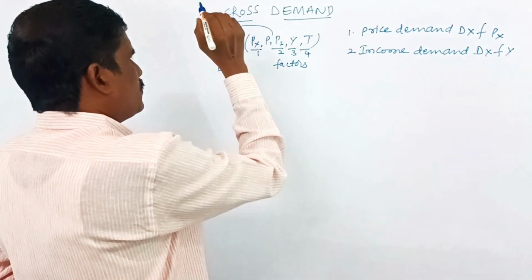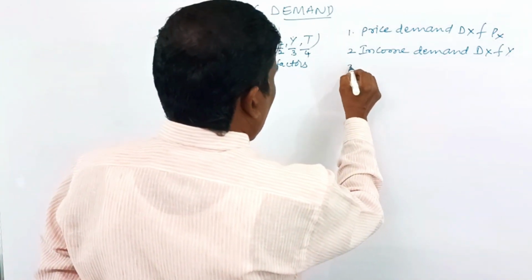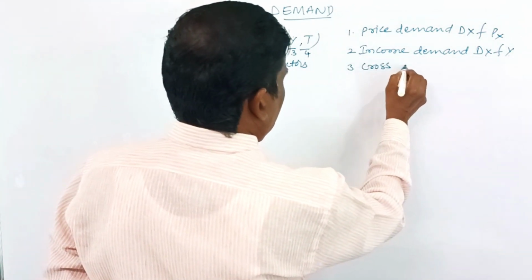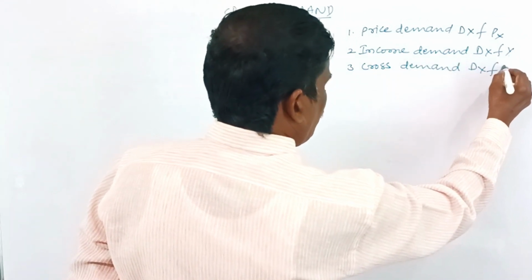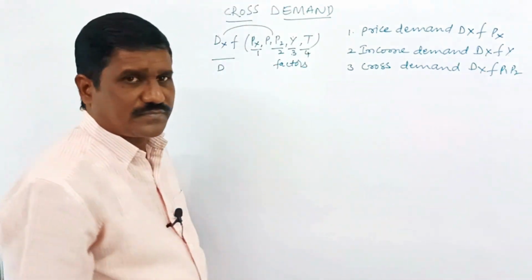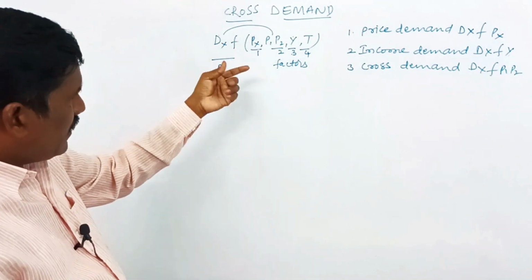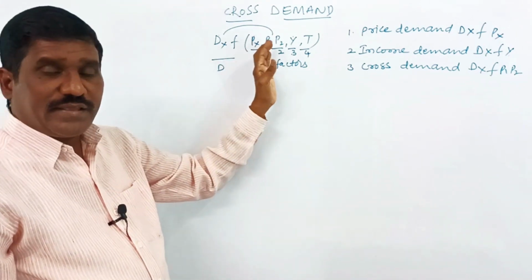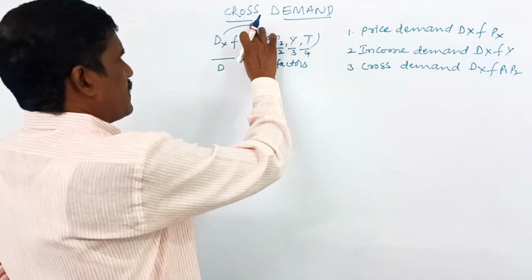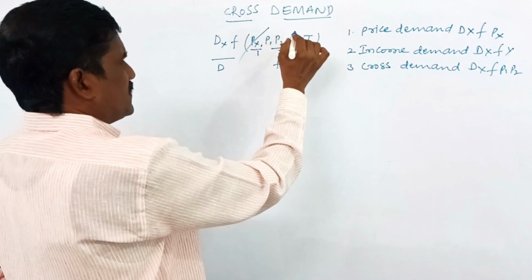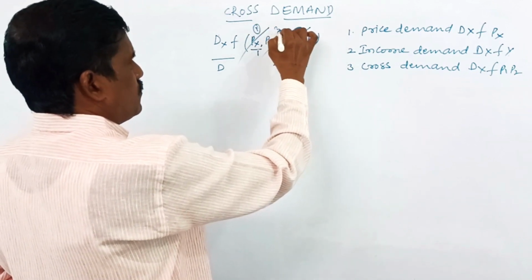Next, P1, P2 versus Dx: Dx function of P1, P2 is called cross demand. So when we discuss the cross demand, the remaining factors are kept constant. Okay, see here, this is the first one, this is the second one, this is the third one. Once again, 1, 2, 3.